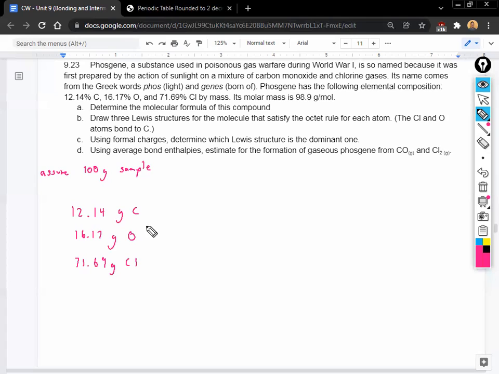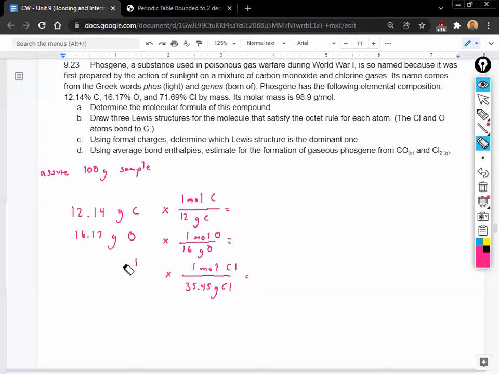Next, you're going to convert all of these into moles. I'm going to take the grams of carbon and divide it by the molar mass, 12 grams per 1 mole, and that gives you your moles of carbon. Same thing with the oxygen: divide by the molar mass, 16 grams of oxygen per 1 mole, and that gives you the moles of oxygen. Then the chlorine, 35.45 grams of chlorine per 1 mole, which gives you the moles of chlorine inside of that molecule.